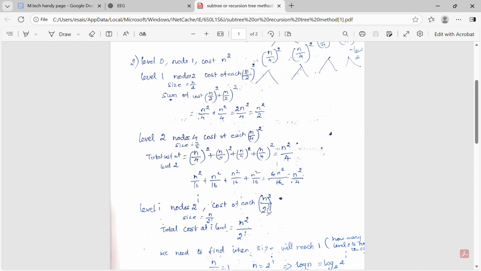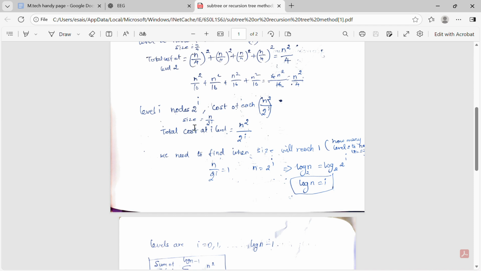For example, at level 0, 2 power 0 is 1, so n square we had. At level 1, I is 1, so n by 2 the whole square was the cost. So the total cost at each level we got is n square by 2 power I. For example, at level 2, if we apply I as 2, n square by 4, we got it, right? So we can derive up to this point.